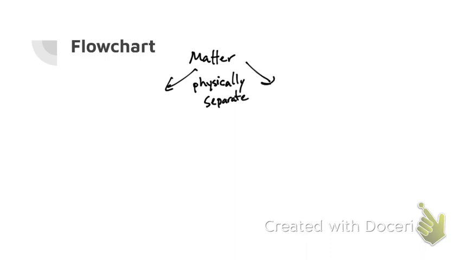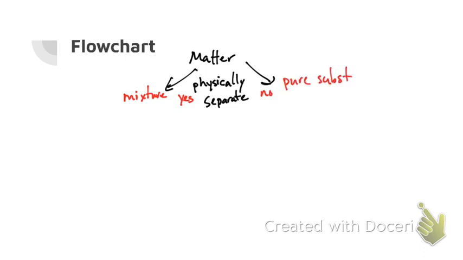So let's put this all together because I think this will be helpful. Anything that has mass and volume is called matter. All right? If you can physically separate the matter, yes, you get a mixture. Or no, you cannot physically separate it, then it's what we call a pure substance.